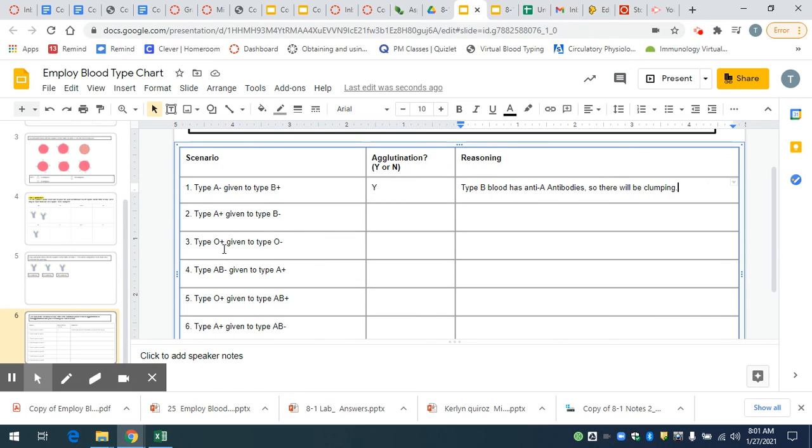Look at number 3. This is an example of the letters being good, but not the Rh. So type O positive given to type O negative. These are fine. Type O can give to type O. And so you may think, no, there would be no clumping, but the Rhs are wrong. Positive cannot give to negative. So for this one, you would say, yes, there is going to be clumping. And for this one, I'll make it simple: the Rh factors are incompatible. So if you have another situation in this list where the letters are fine, but the Rhs are not, then be sure you tell me this.